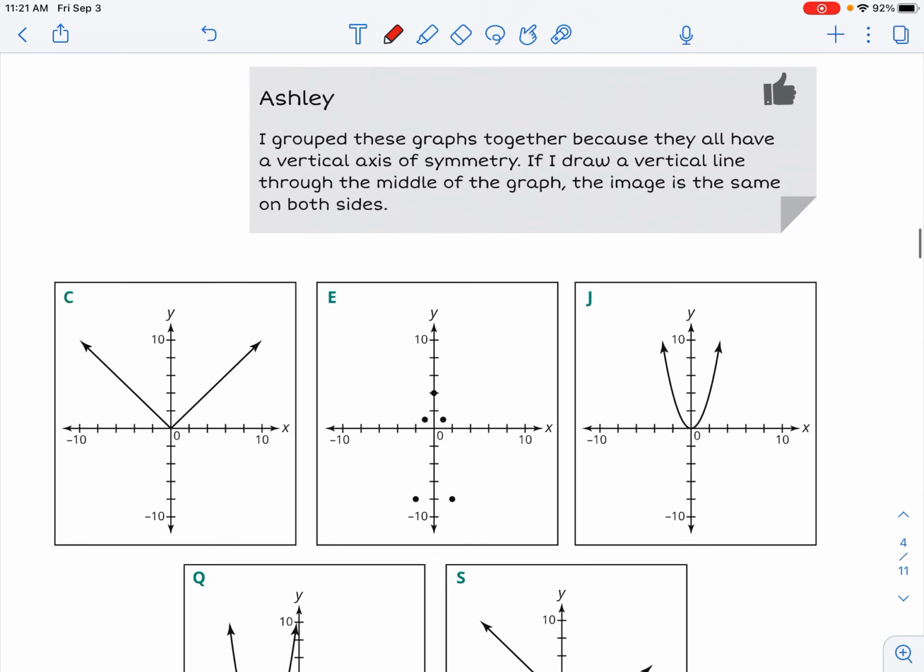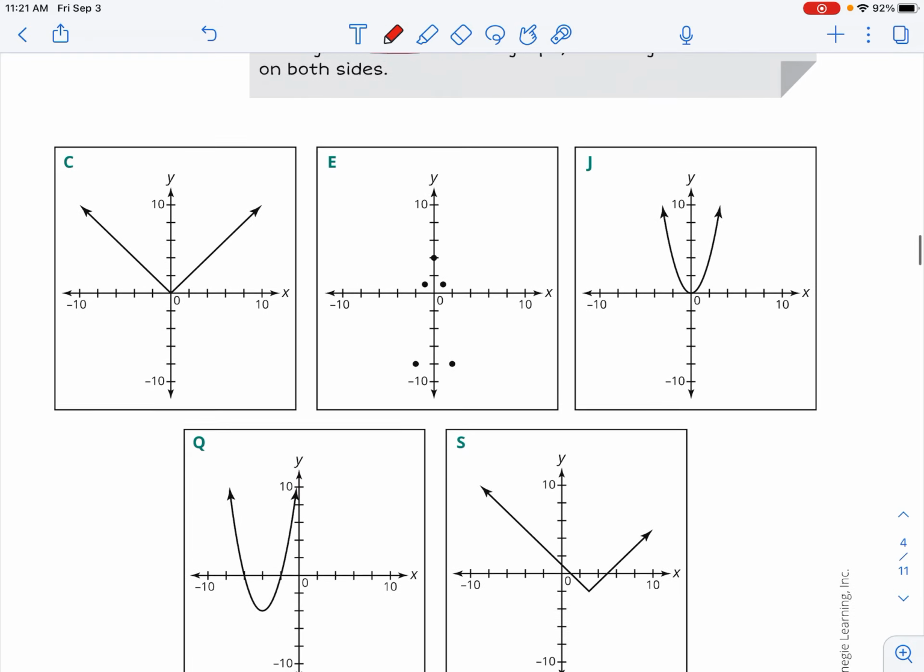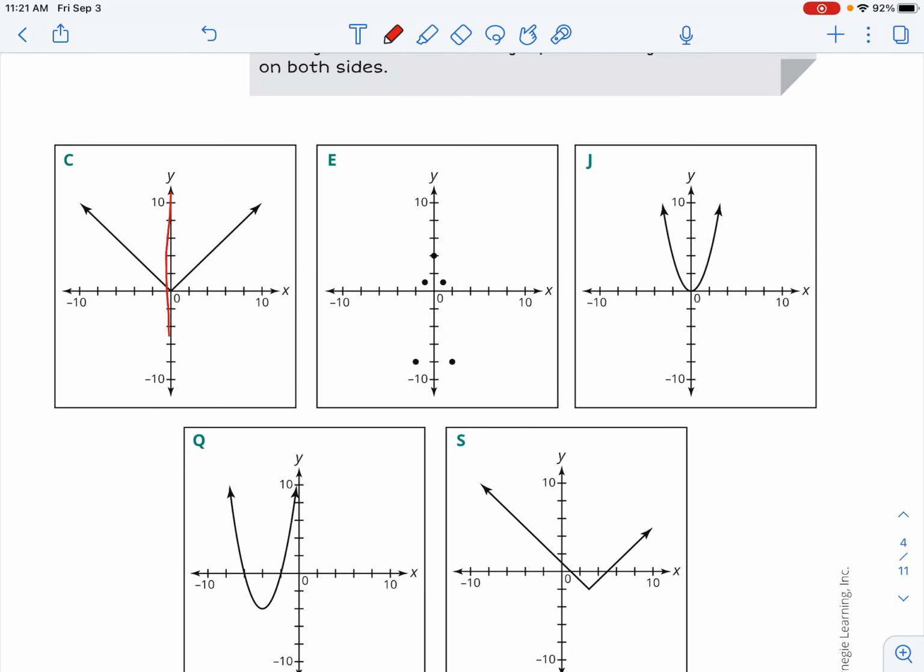On the next one, Ashley grouped these together because she claims they all have a vertical axis of symmetry, meaning you could cut that vertically from top to bottom, cut it right down the middle, and the left folds onto the right. So in letter C, we have an axis of symmetry right here down the middle. And we've talked about the axis of symmetry before.